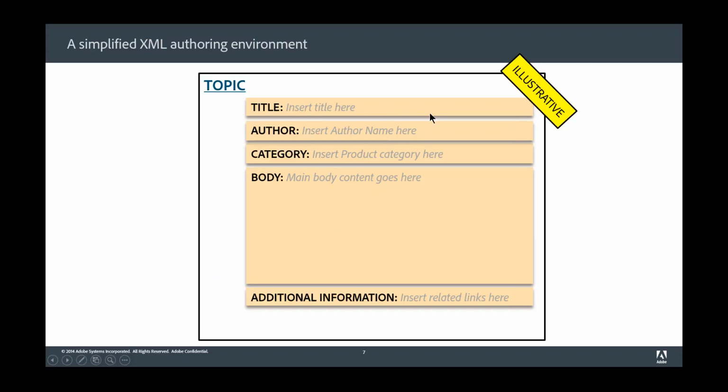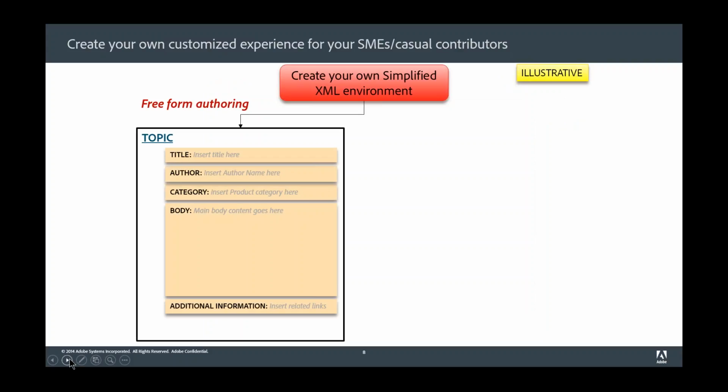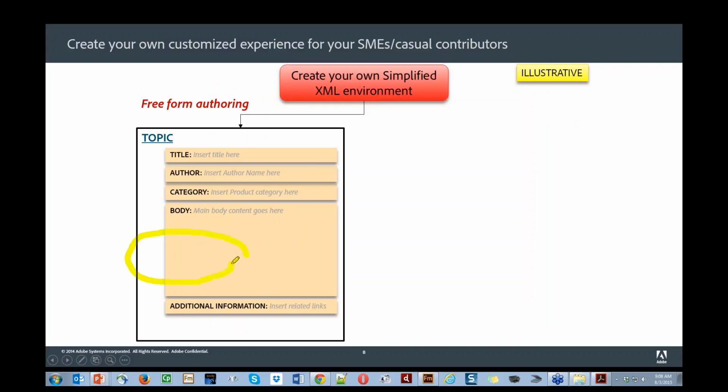DITA is the Darwin Information Typing Architecture, which is a more or less standard collection of elements that will create structure for your documents. You can create your own simplified XML environment, and it's possible to modify these forms. You can have what's called freeform authoring. Freeform authoring would let you do things like down here where it says body. Down in this area here where I'm putting the yellow and all the checks, this would be somewhat freeform in that you have a lot of choices to create.